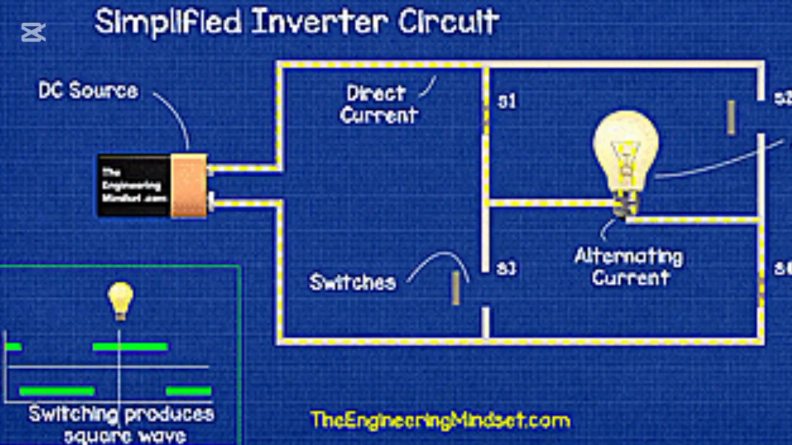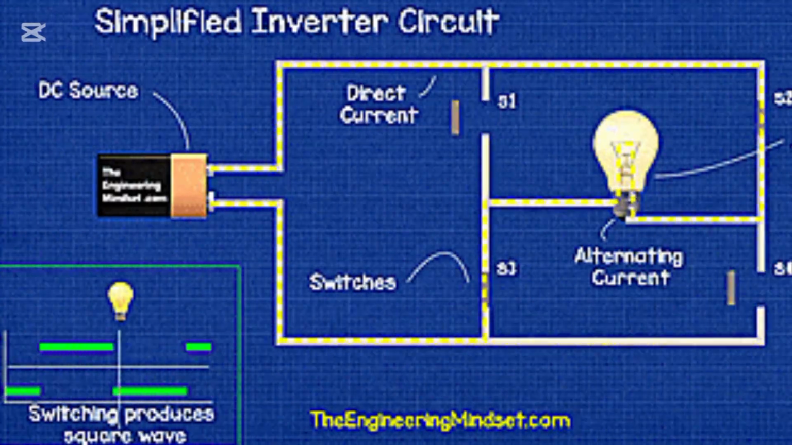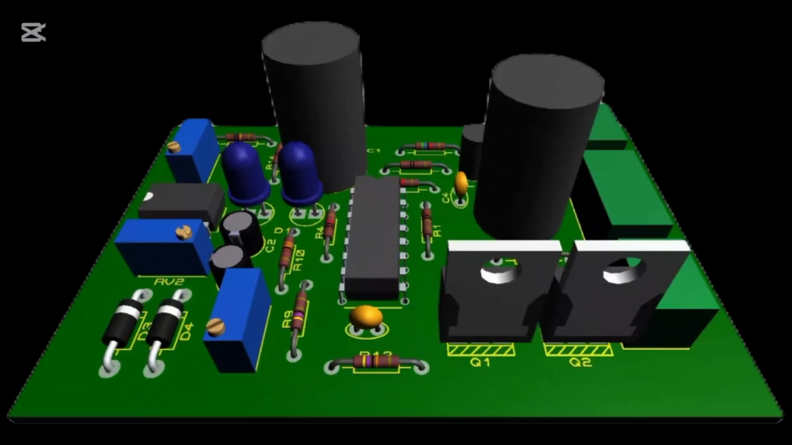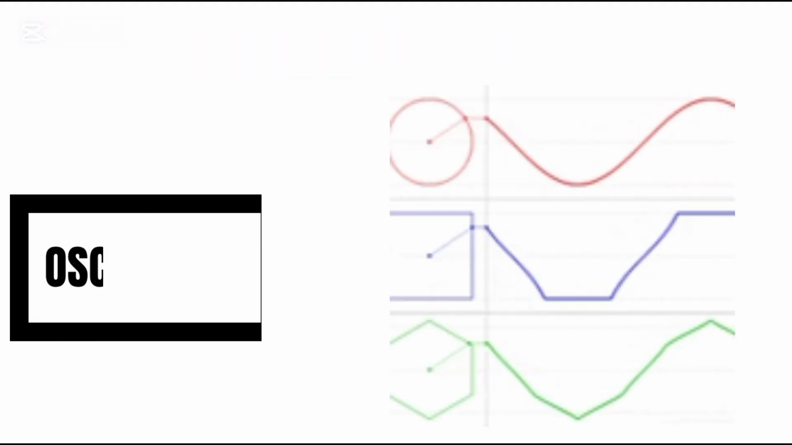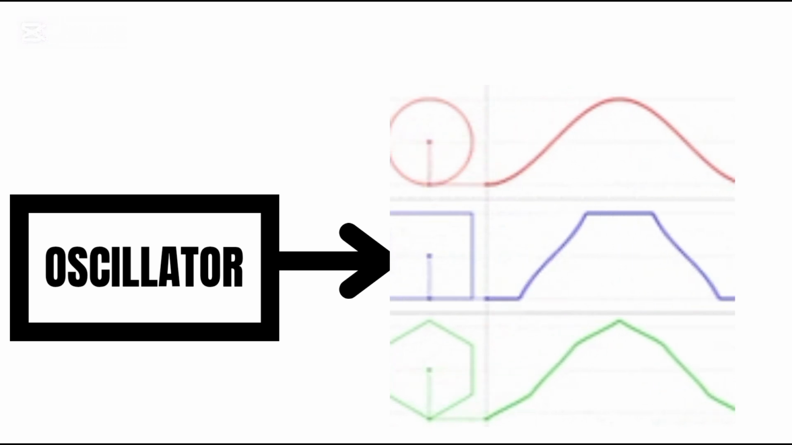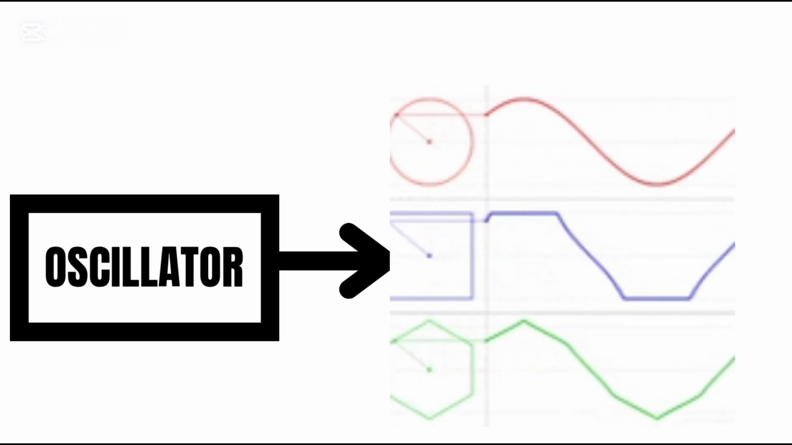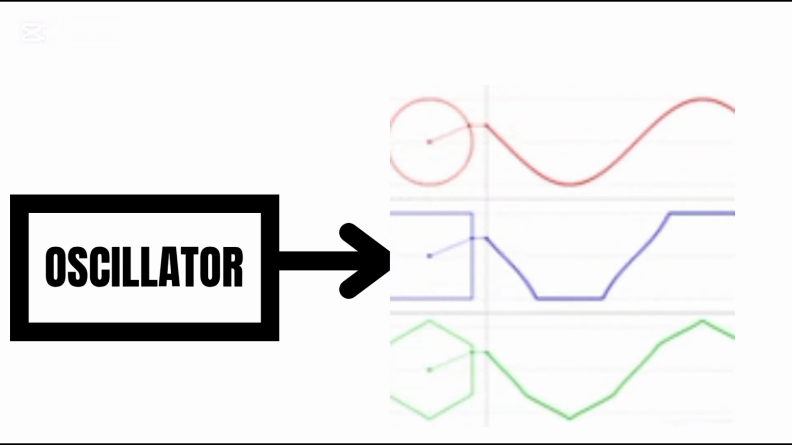To create AC, we need to take steady DC and make it alternate. That starts with an oscillator, a circuit that generates pulses or waveforms. Think of it as a rhythm machine that decides when to turn switches on and off.